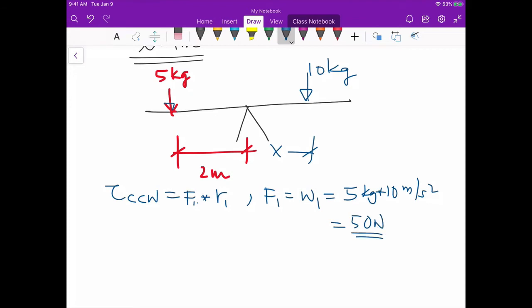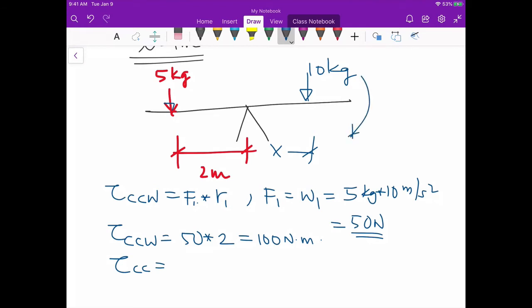So you find the counterclockwise torque as 50 times any distance, whatever you choose. For instance, in this particular case, I chose 2. So this value is going to be 100 Newton meter. Then similarly, you find the torque in the clockwise direction, that means created by this guy.